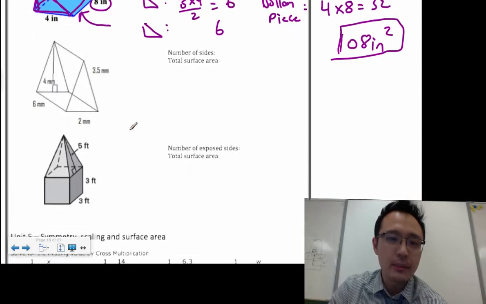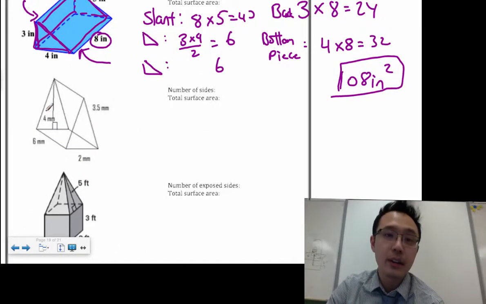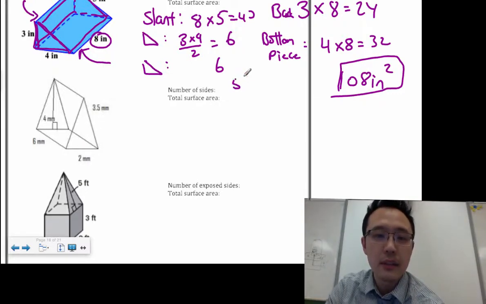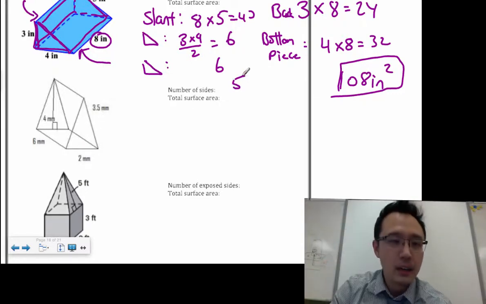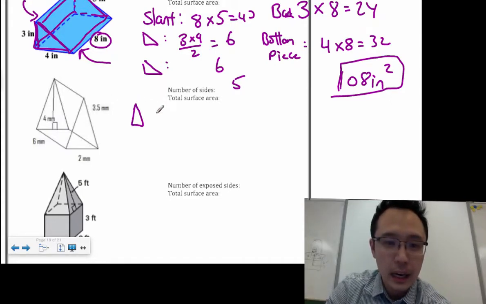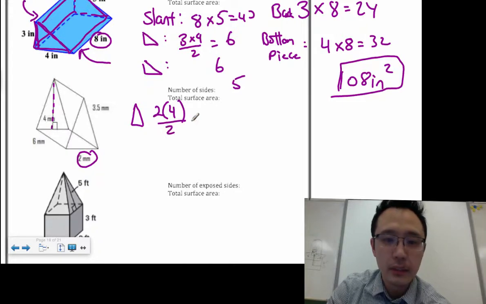Moving on to this one. This one has how many sides? One side here for the back triangle, front triangle, 2 slants, and the back side. So that's 5 sides. 1, 2, 3, 4, 5. So let's work with the triangles first. So these triangles. The base is 2. So that's 2. What's my height? 4 right here. This is my height is 4. Divide by 2, which is going to be 4 millimeters square.